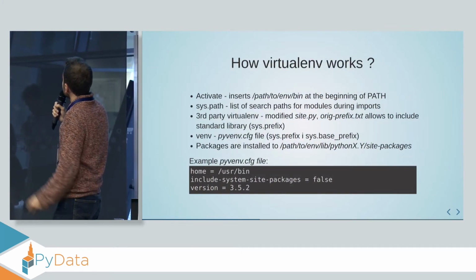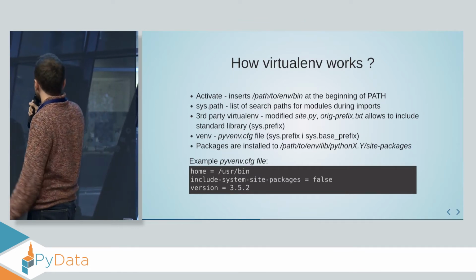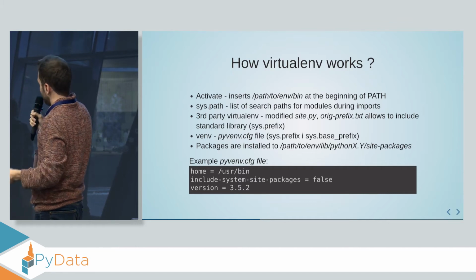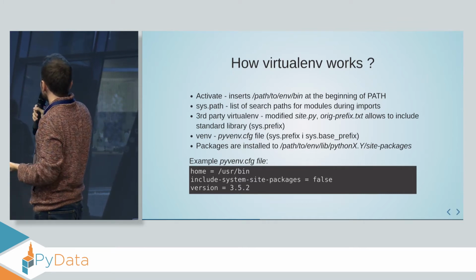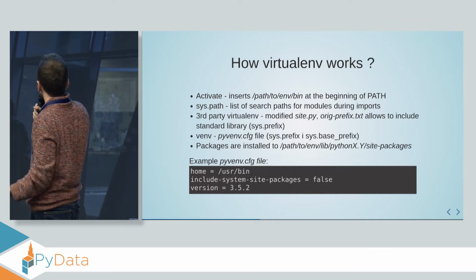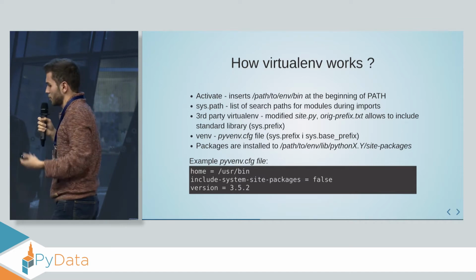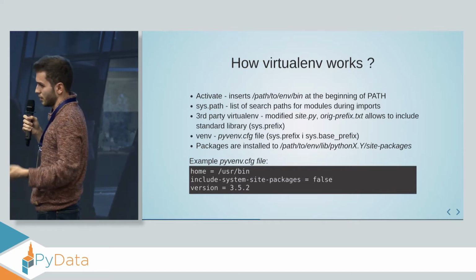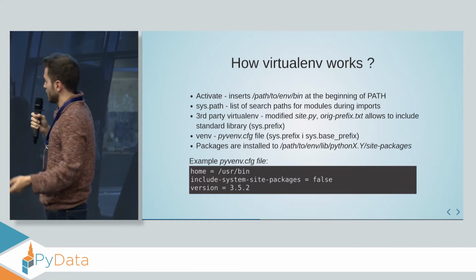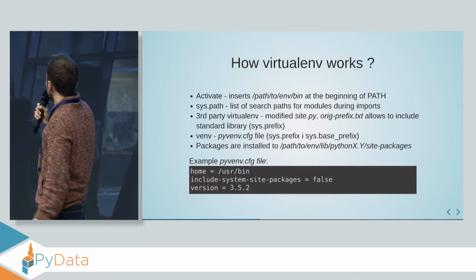And how does virtualenv work? There's also a little bit of magic to it. First of all, there are two parts. For using it, we're using the activate command, and essentially what it does is insert a path to the binary of Python at the beginning of PATH, so the proper Python will be used when you're trying to invoke it, for example, from the command line. And the second part is how it actually resolves modules that are installed.